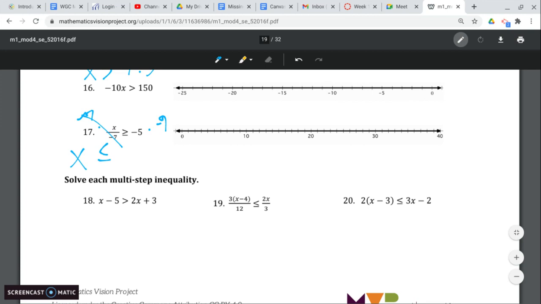Negative 5 times negative 7 is positive 35. So we find positive 35: 31, 32, 33, 34, 35. Is it going to be an open or closed circle? This one will be closed because we have the equal to on our inequality. And which direction is this going to go? To the left, because it's less than or equal to.